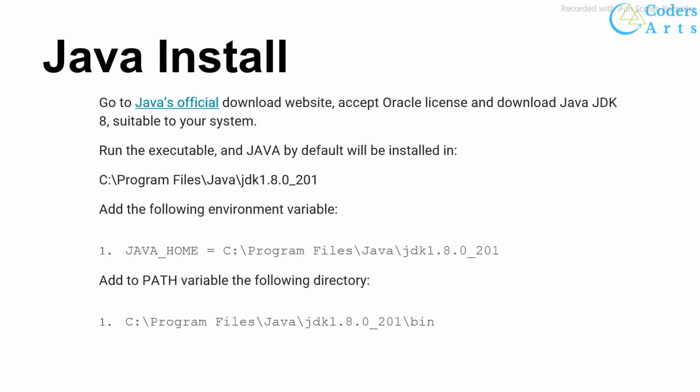If it is not installed in your system, go to the Java official download website, accept the Oracle license, and download Java JDK 8 or a version suitable to your system. After that, run the executable file, and after installation, Java by default will be installed in this location. After the successful installation, add the environment variable for Java. We will see that later in this video.